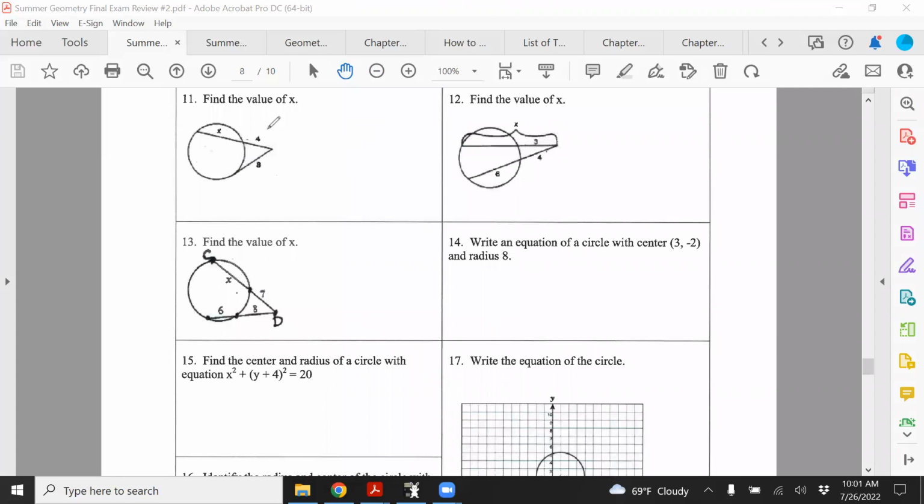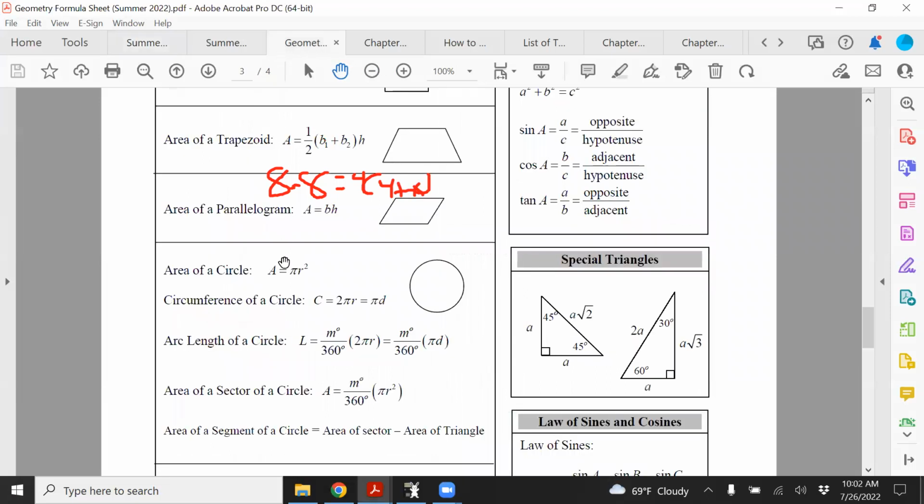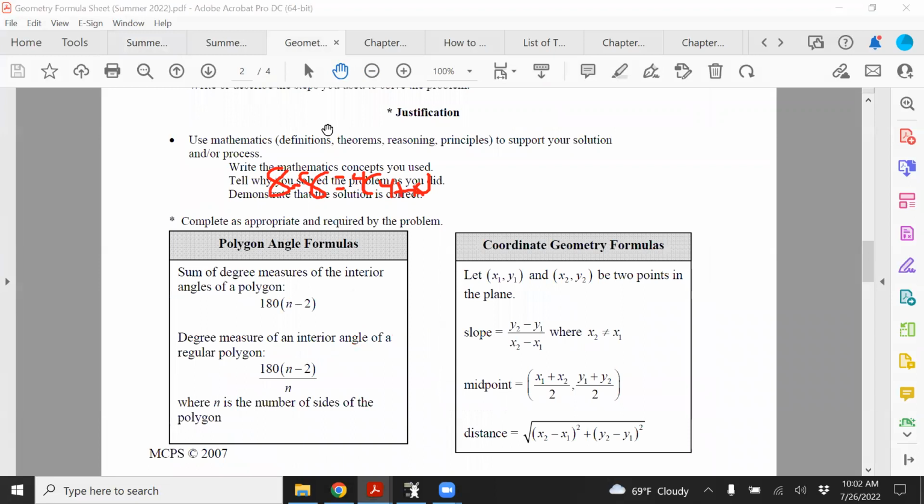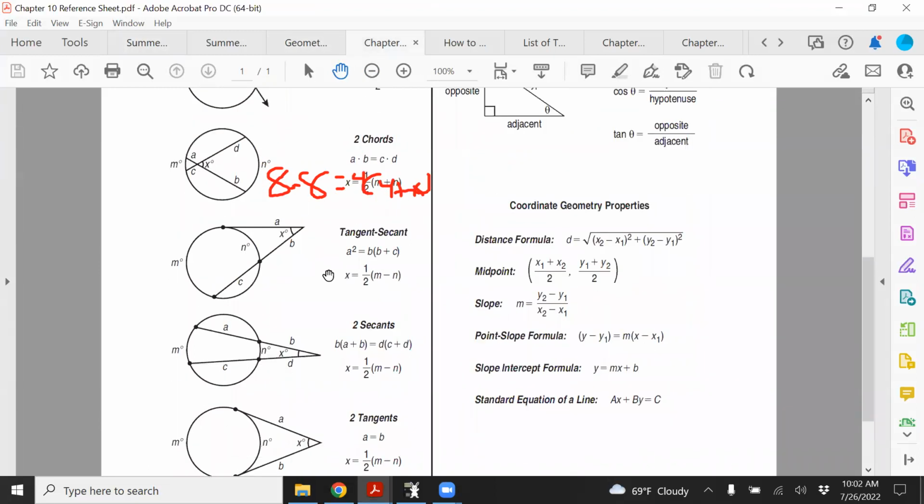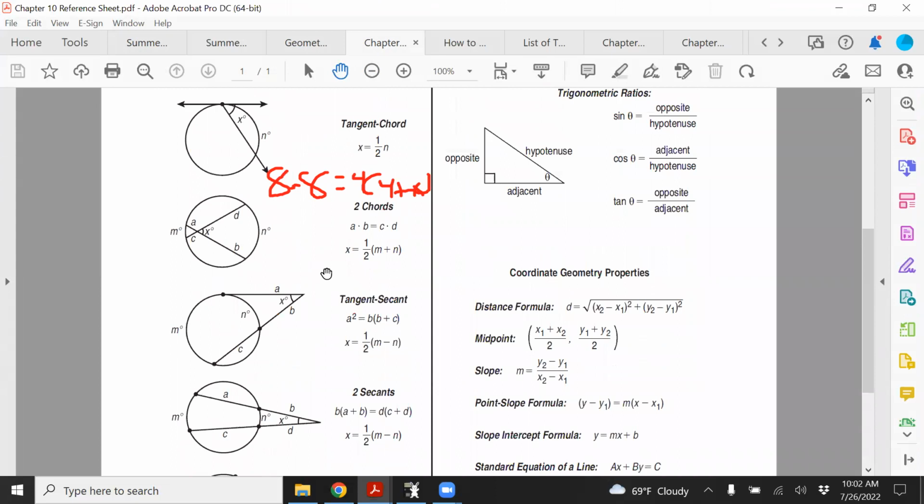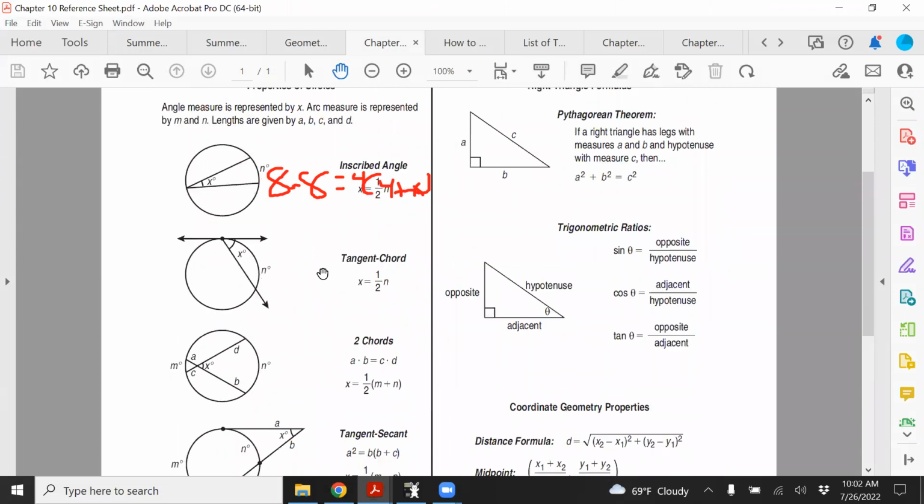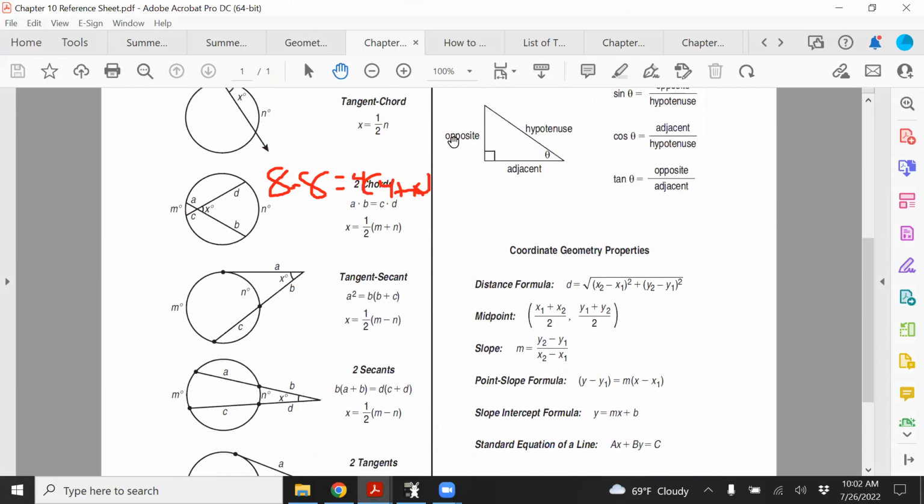Or 10:10. So this case here, you have 8 times 8 equals 4 times 4 plus x. That was using this formula. So here we go. Yeah, right here. A times b plus c. It's using that formula right there.